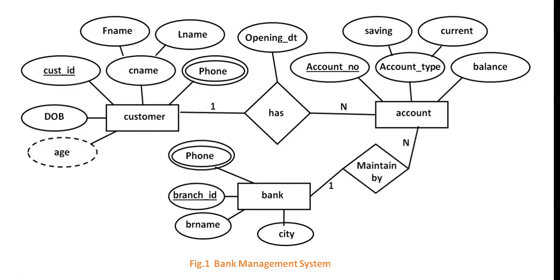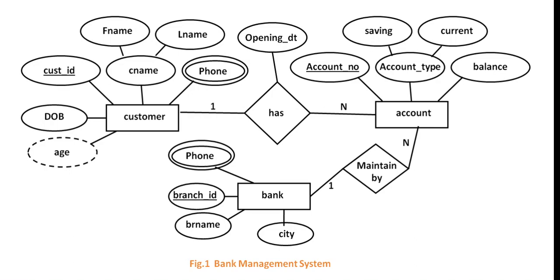multi-valued attribute. And bank and account, these entity sets share one common relationship, that is maintained by: account maintained by bank. Okay, so one bank is maintaining many accounts, or many accounts are maintained by one bank. That's why a one to many relationship is there.